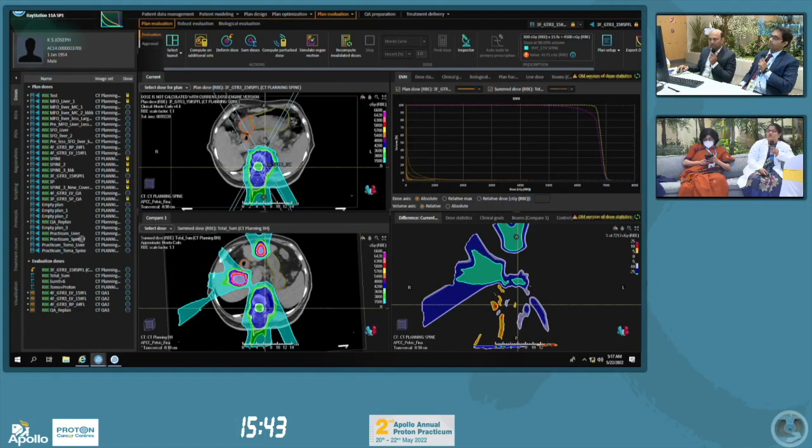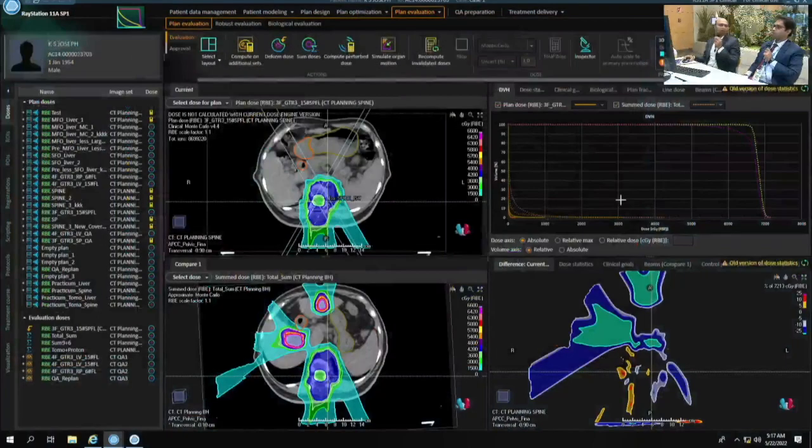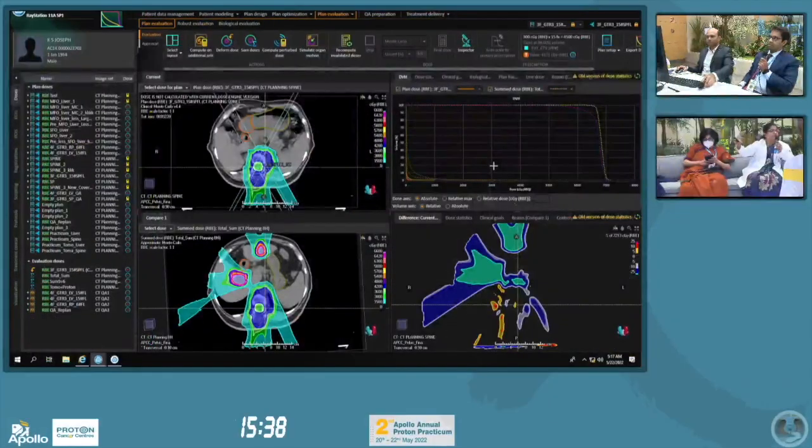So any questions about implementation? Like I mentioned, we implement the treatments in a deep inspiratory breath hold.